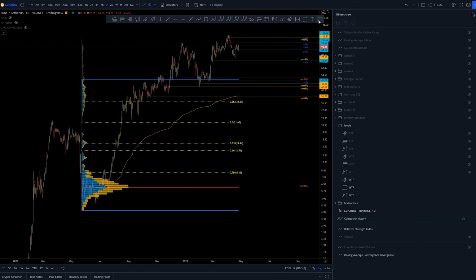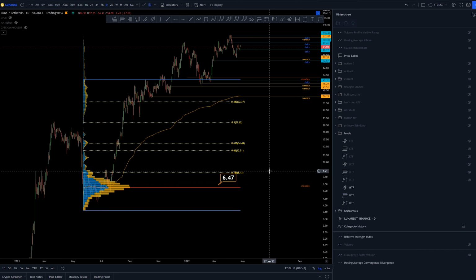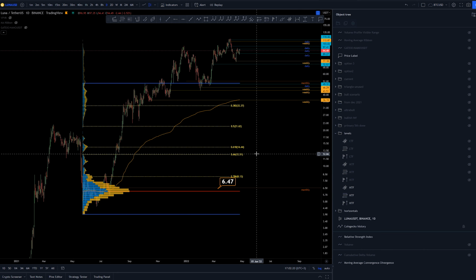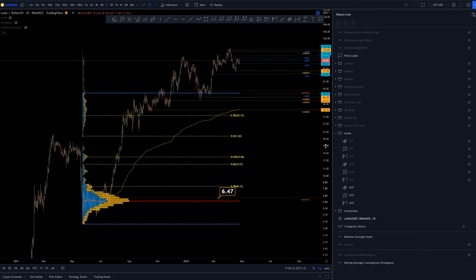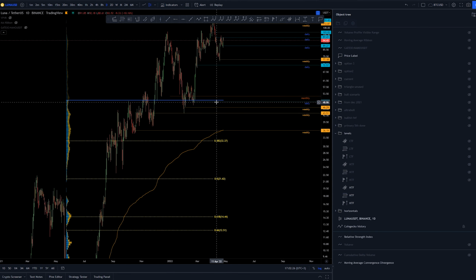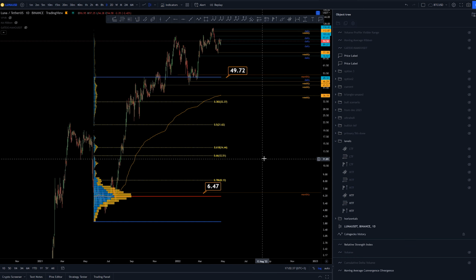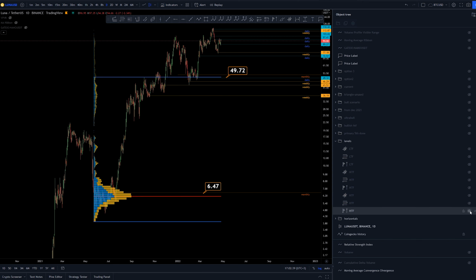Now this is also where we have another monthly around this $6.50 area, and this is a major support level if the price ever comes back here. Also, the range value area high is around the $50 mark, giving us some nice support around there with a daily. Those are pretty much the ones I want to share with high time frame.